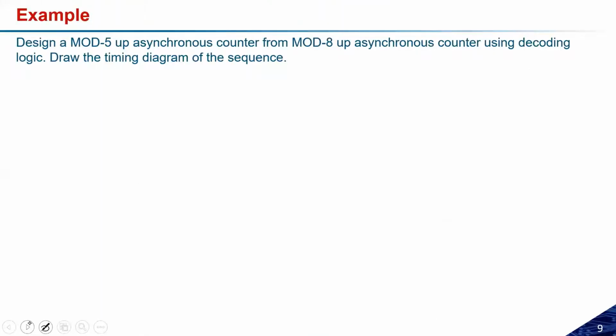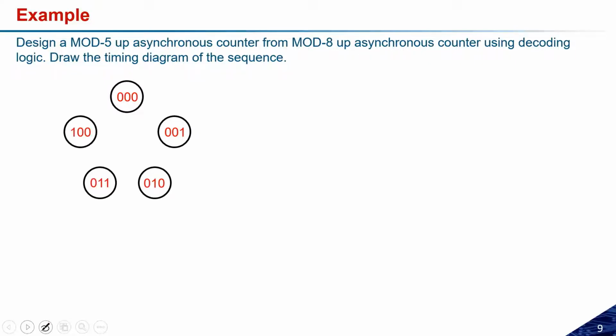Here is one example that we should consider. Design a mod 5 up asynchronous counter from the modulus 8 up counter. I already have a modulus 8 up counter, and I want to make it a modulus 5 up counter. So how do we do that? It means that the sequence will be 000, 001, 010, 011 and 100.